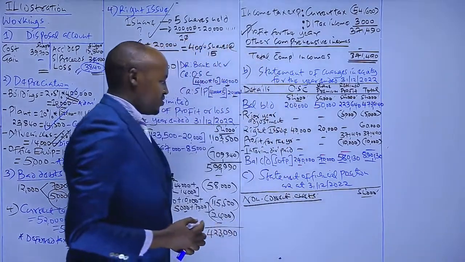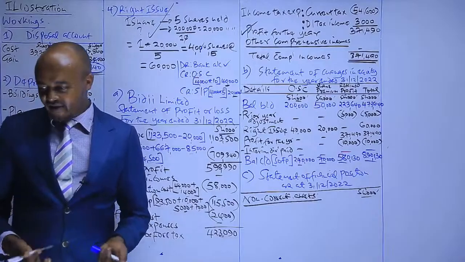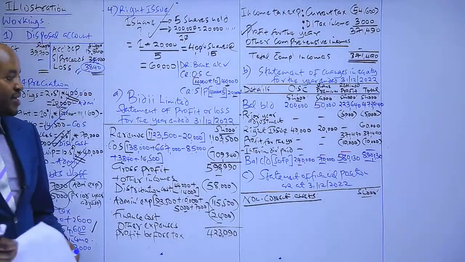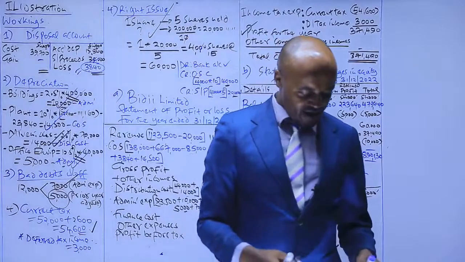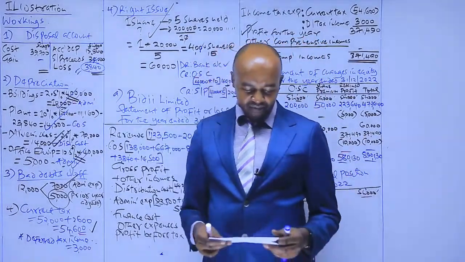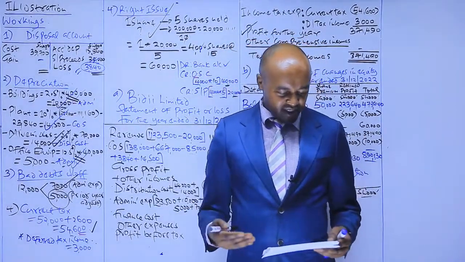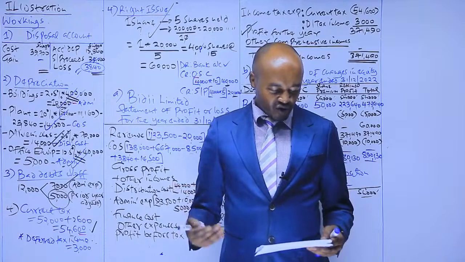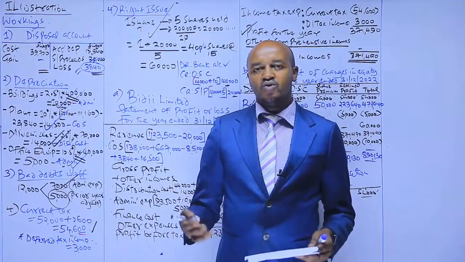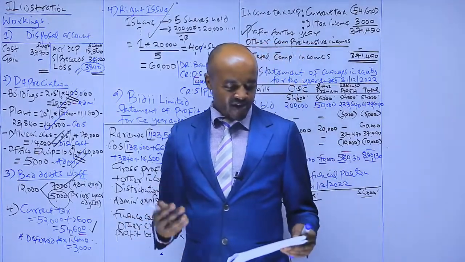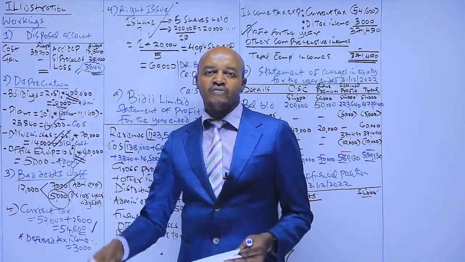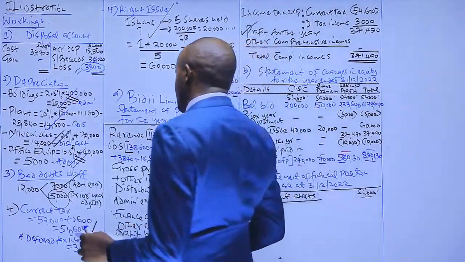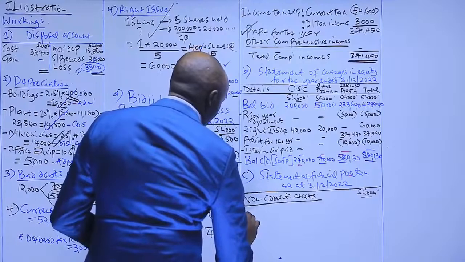So what we start with here, definitely we're going to start with the PPE, the property, plant and what? Equipment. And in our case here we have various items of PPE. We have property, we have plant, we have motor vehicle, we have office equipment. So what we need to do as far as those items of PPE are concerned is we compute their total net book value at the end of the year.